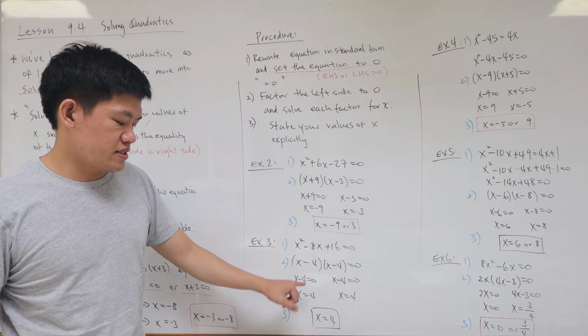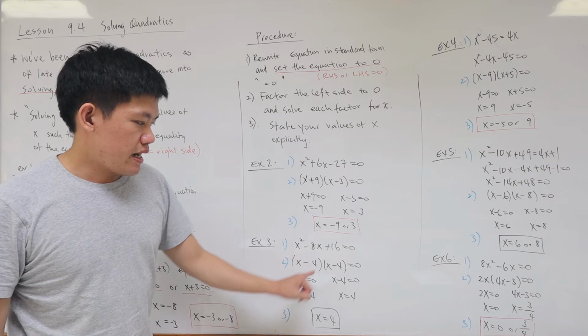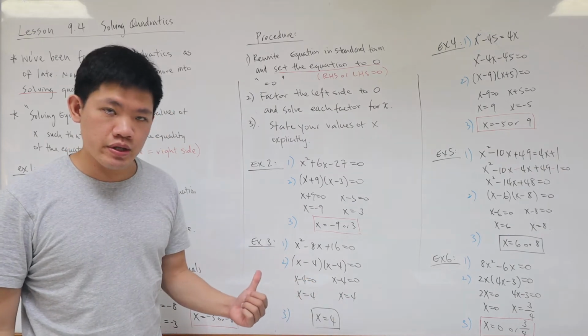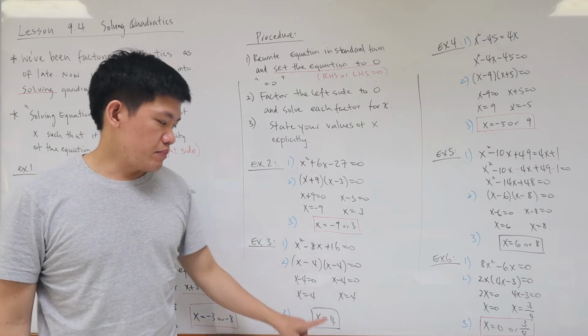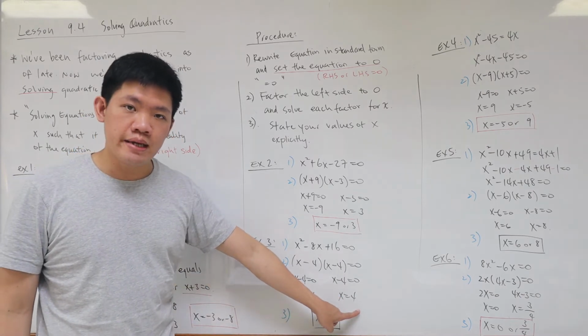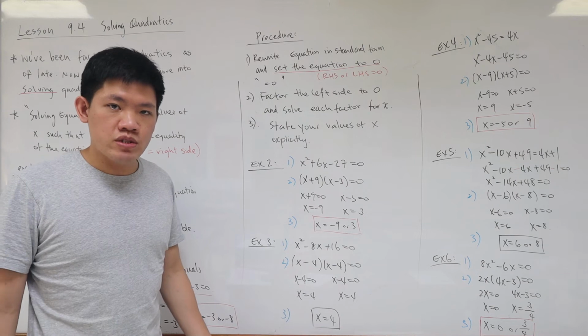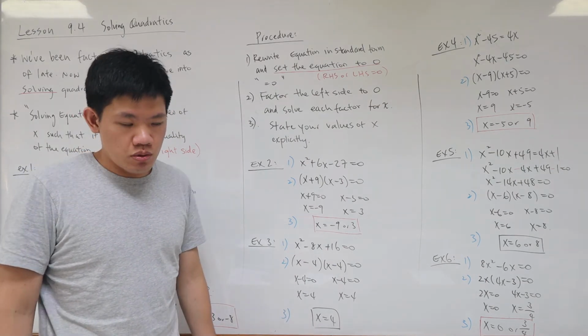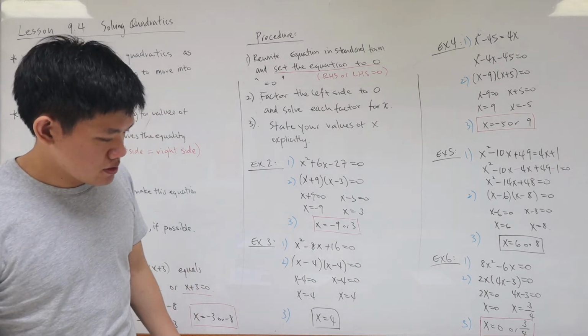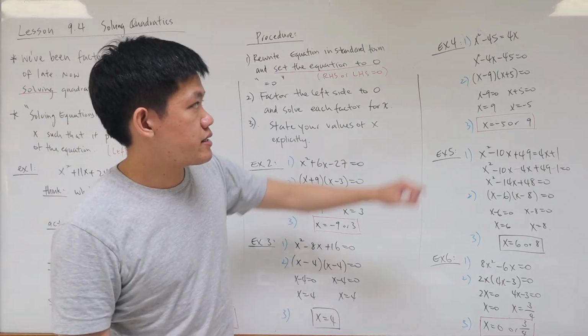But it doesn't matter. So when you have that equal to 0, after you factor it, equate each factor to 0 and solve for those two numbers. That means I end up with x = 4 and x = 4. Because x = 4 is repeated, we only have to state it once. Again, x = 4 is the solution to this equation.